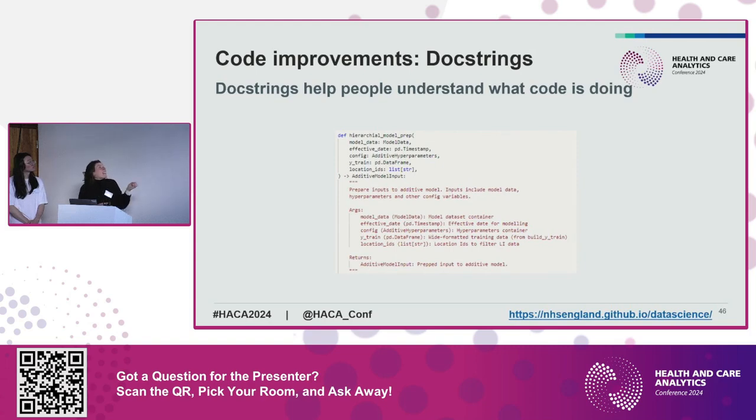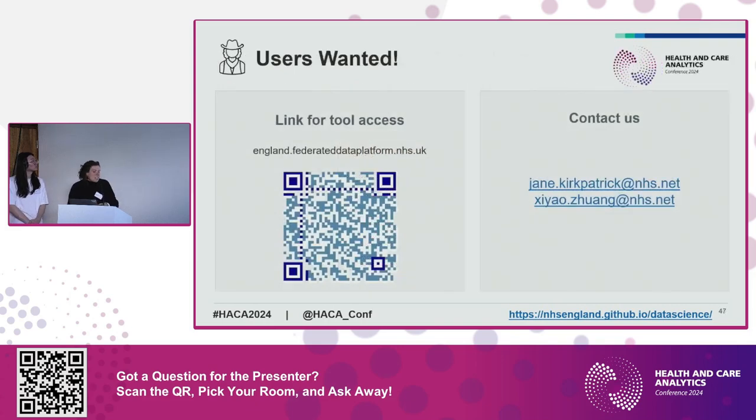And then just the last thing on making the code understandable, we've added docstrings to our code. These are just little strings of text which tell the user what the function does, and the inputs and the outputs. So that is us pretty much at the end.